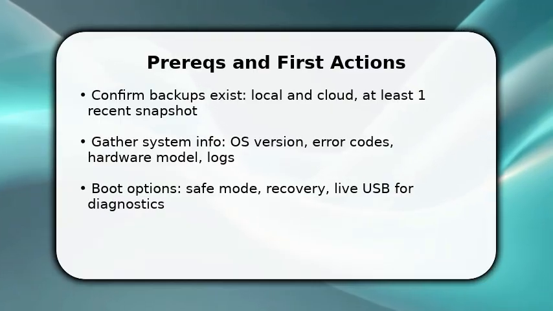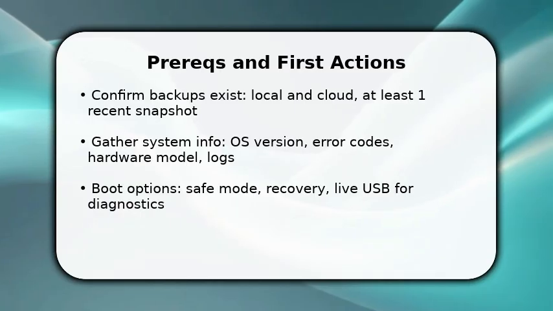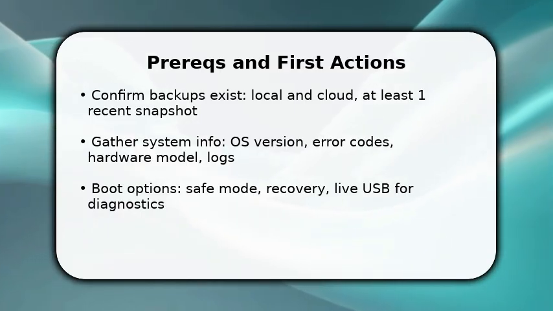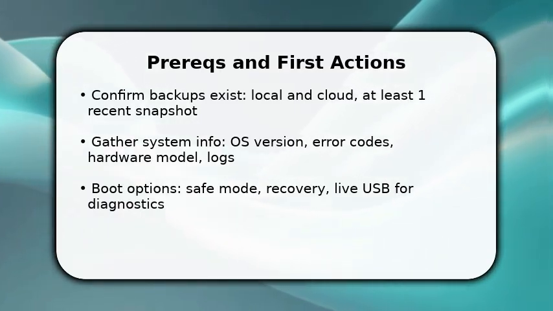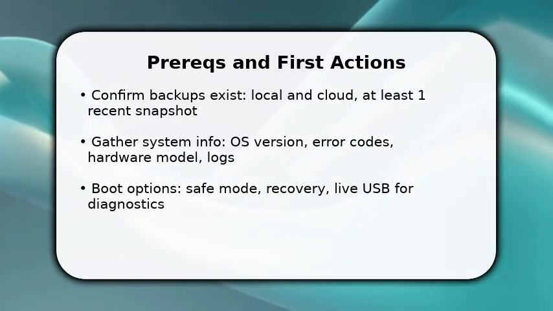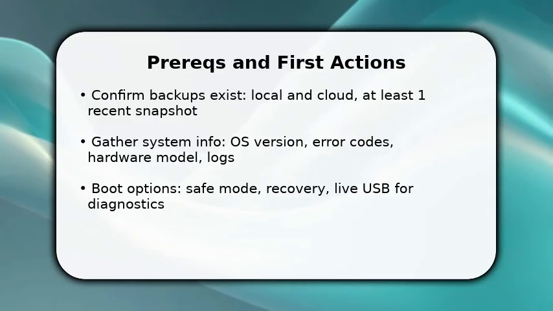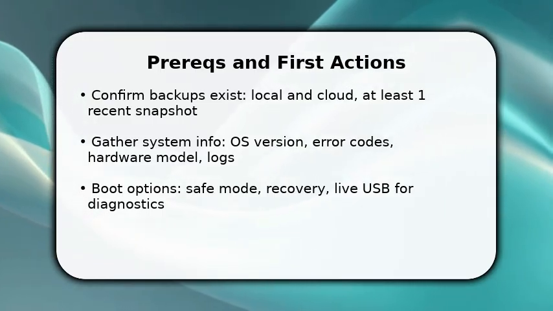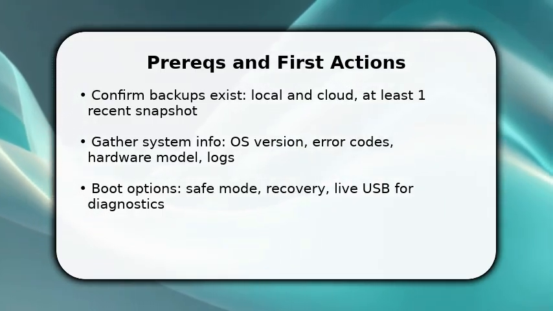You start by confirming backups and collecting system details so you can revert if needed. Once done, record the OS version, exact error code, and hardware model. These drive targeted fixes. Make sure to prepare a bootable USB or know how to enter safe mode so you can work without risking the main install.